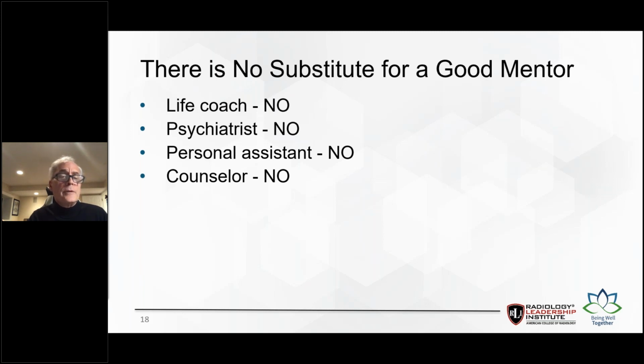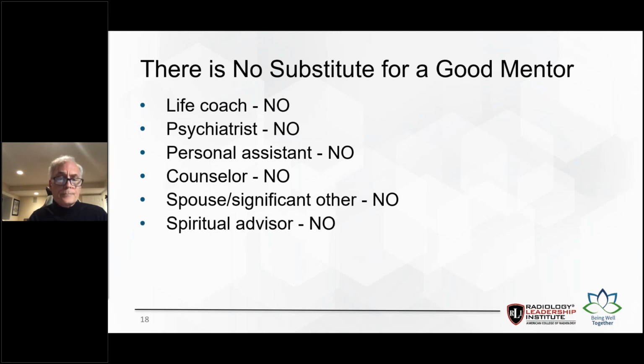Good mentors can do some of these things for you, but it doesn't work in reverse. And these are much more limited. Even if your spouse is a mentor to you, you probably need somebody else besides your spouse to be a good mentor as well.